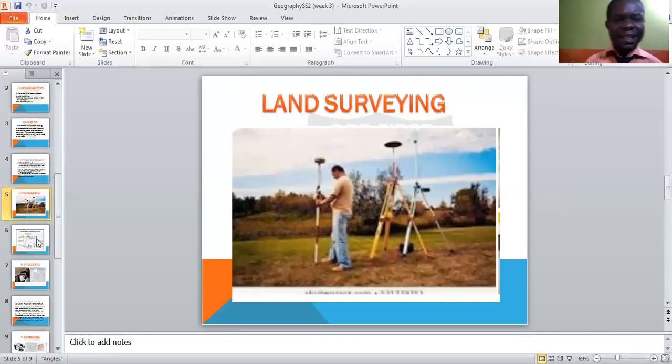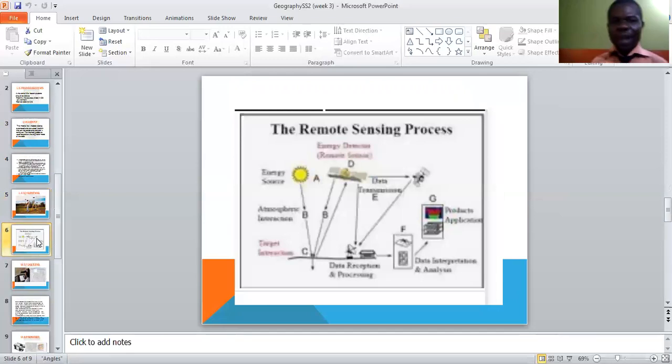This is the remote sensing I was talking about. This is the energy source; we're doing remote sensing. It has some procedures, and I want to use these diagrams for you to understand better. This is the energy source, where the thing comes from. It comes here. Then you see here, data representation and processing is just like what you have in a computer. After input, there is processing before the output. This is data transmission.